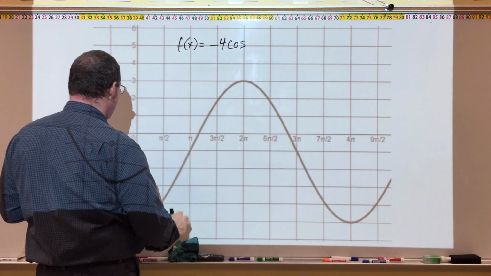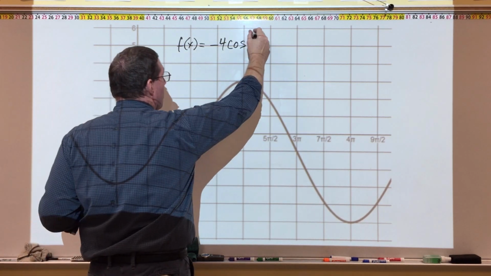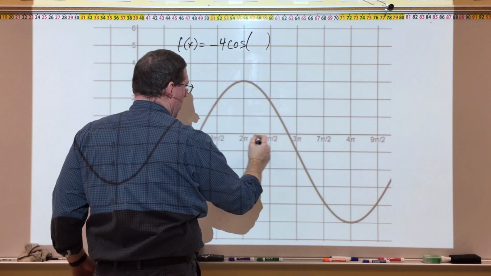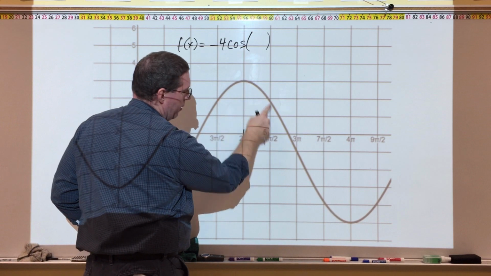And now let's find the frequency that goes inside the parentheses with the x to 2 pi. All right, look, here's one full curve. Up, down.